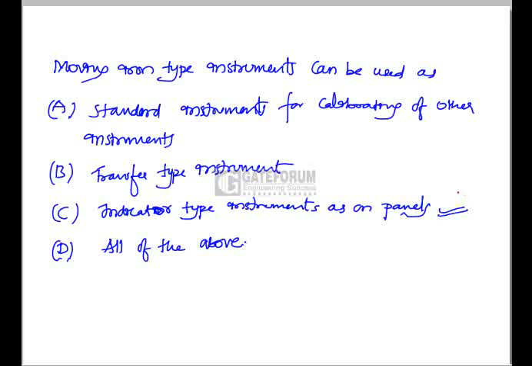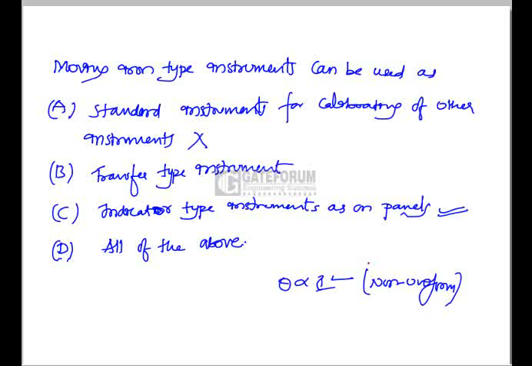Now let us see option A. Option A is given as standard instruments for calibrating other instruments. This is wrong because we use potentiometers for calibrating other instruments. If you see, in moving iron type instruments, theta is directly proportional to I square. It is having a non-uniform scale. These types of instruments cannot be used for calibrating other instruments.